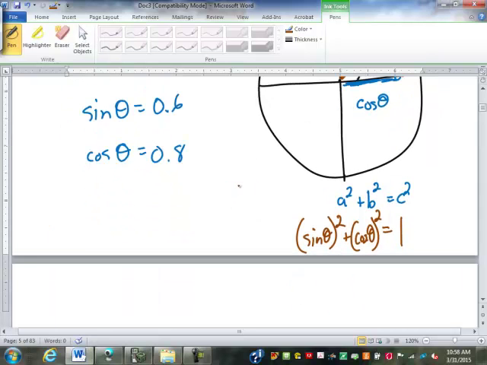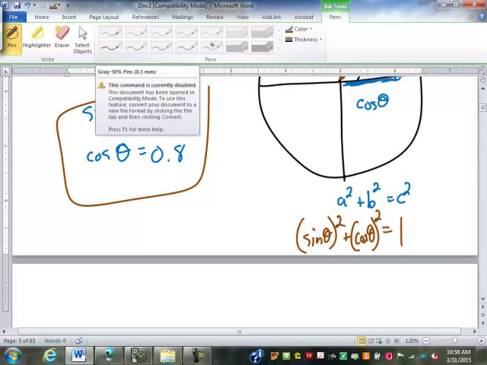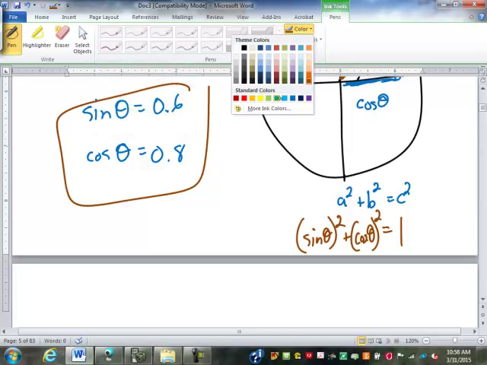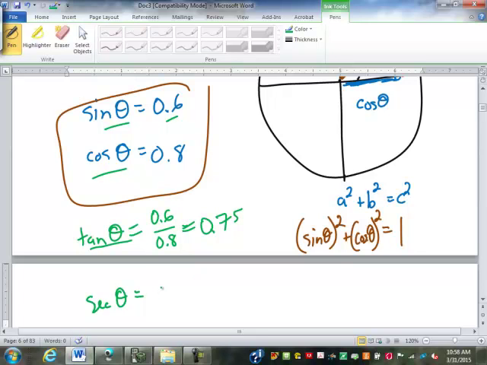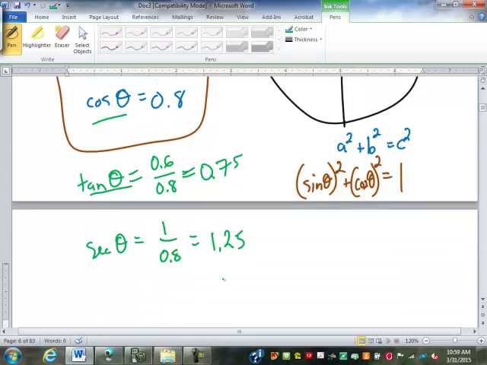Okay. Now that we know this, now that we have those two trig functions here, we can find every other trig function there is for this. What's the tangent of theta have to be? If we know the sine is 0.6 and the cosine is 0.8, sine divided by cosine comes out to be 0.75. Secant of that angle: 1 divided by cosine. 1 divided by 0.8 is 1.25. Cosecant.